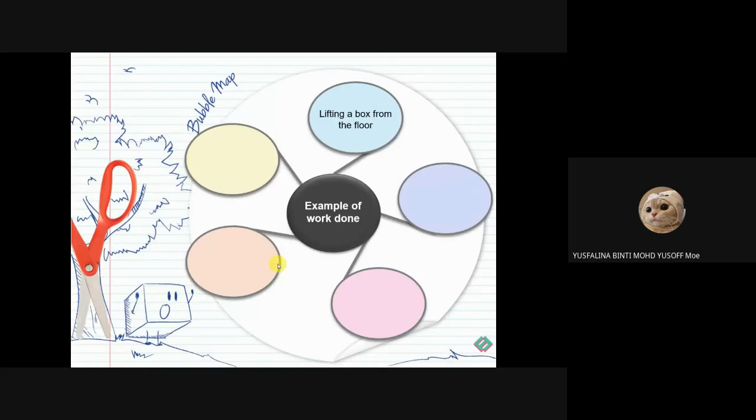So this is the example of the work done: lifting a box from the floor, climbing a flight of stairs, compressing a spring, rowing a boat, climbing a tree. If you notice all these examples of work done, there must be a distance, a change in distance.